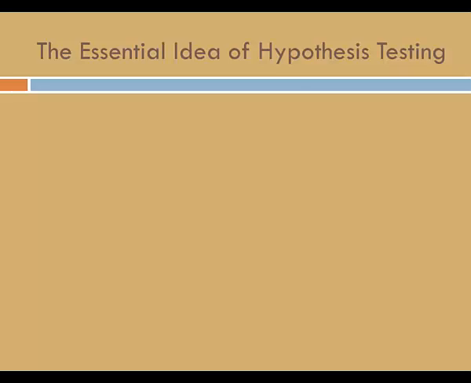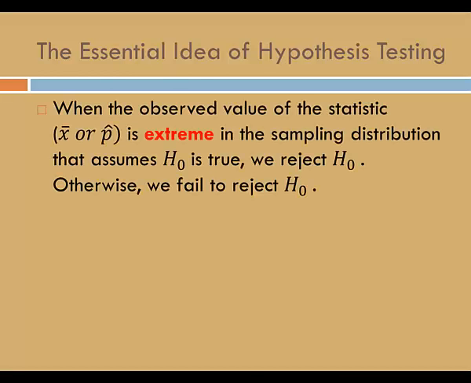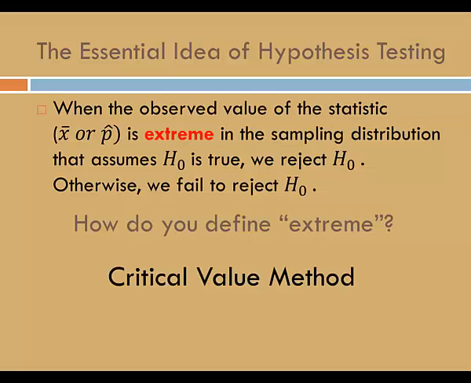Here's the essential idea of hypothesis testing. When the observed value of the statistic, whether x bar, p hat, or some other statistic, is extreme in the sampling distribution that assumes H naught is true, we reject H naught. Otherwise, we fail to reject H naught. But how do we define extreme? One method utilizes critical values. That's the critical value method. Let's see how that works.